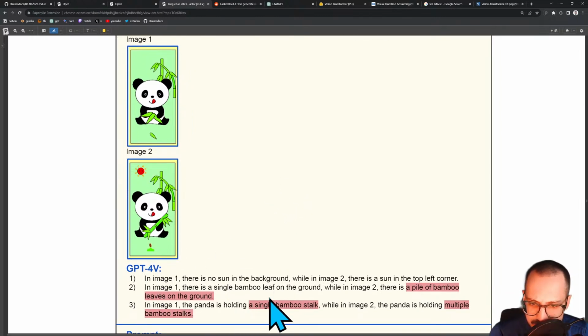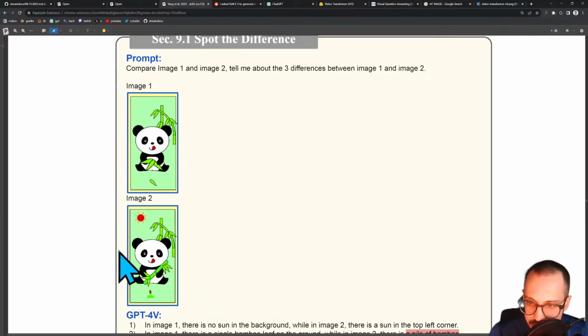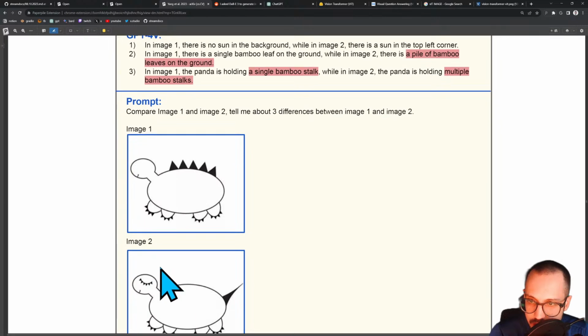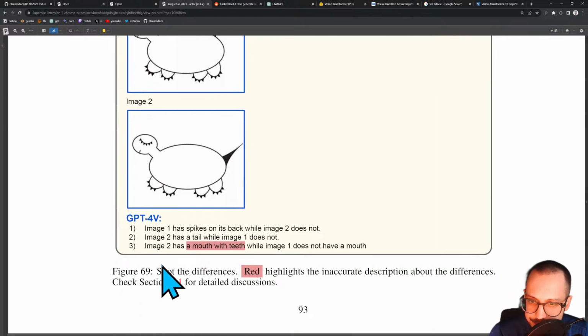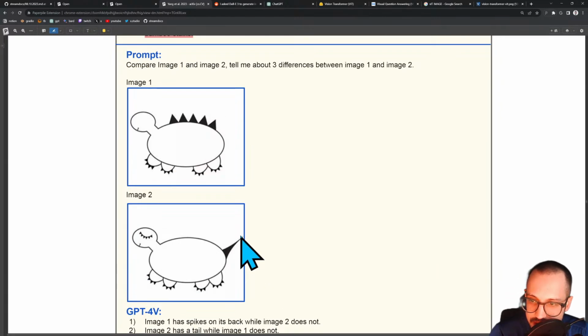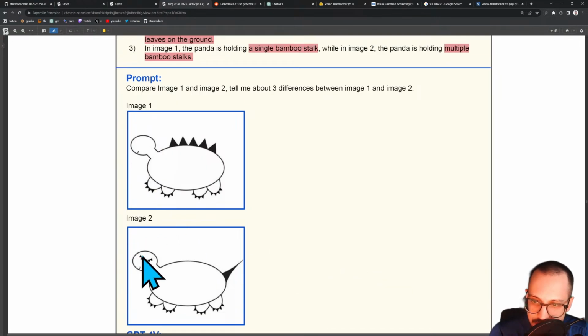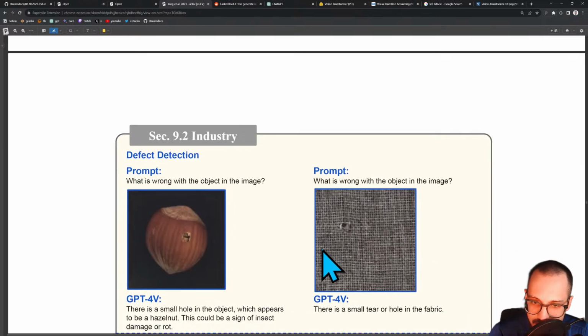Pile of bamboo leaves, single bamboo stalk. Panda is holding multiple bamboo stalks. Mouth with teeth. So it thinks this is a mouth. I mean, I could see that being a mouth. I don't know if that's a mistake.